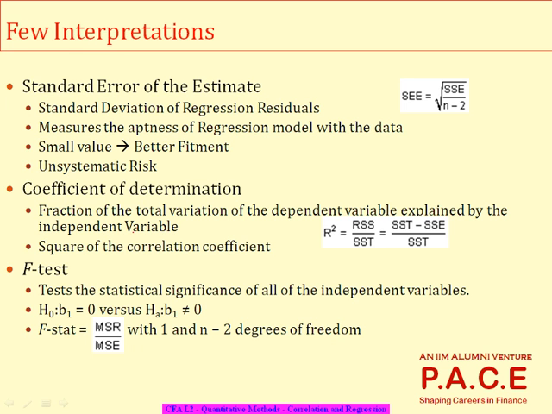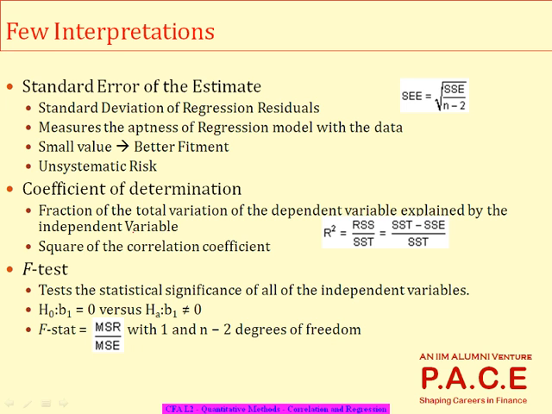32 was our number of observations, so when I divide by n minus 2, it becomes 30. So the residual sum of squares divided by 30 gives me my mean sum of squares. The square root of the mean sum of squares is nothing but the standard error of the estimate. So again, all these links need to be clear.